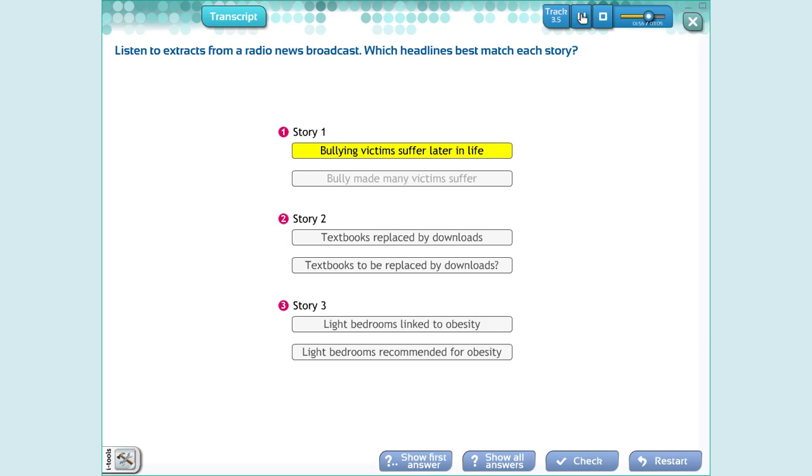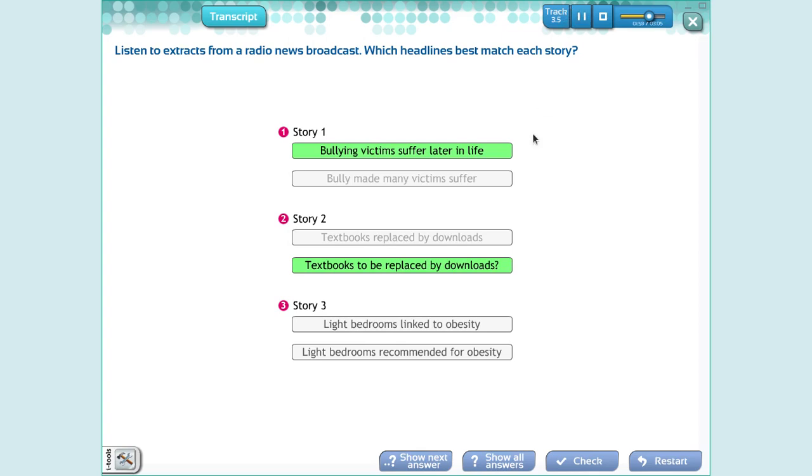Okay, so the story 2, we have something that is going to happen in the future. When we talk about future, we use to and the verb in the original form, infinitive. Sorry. And number 3, what is the best title?